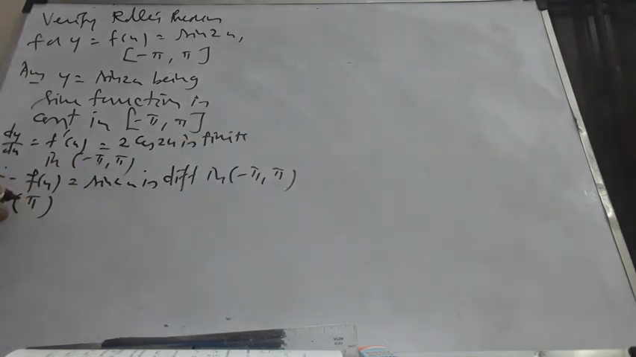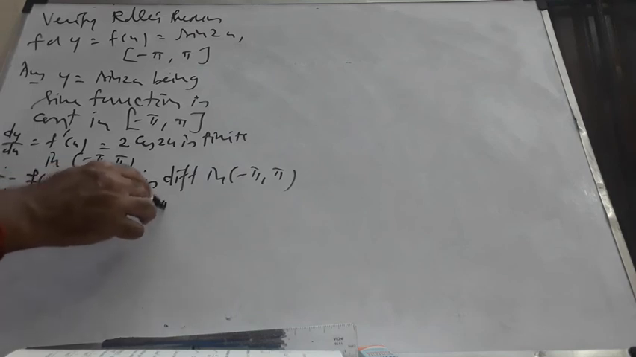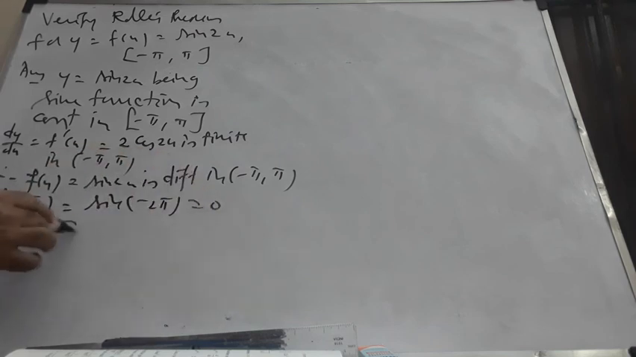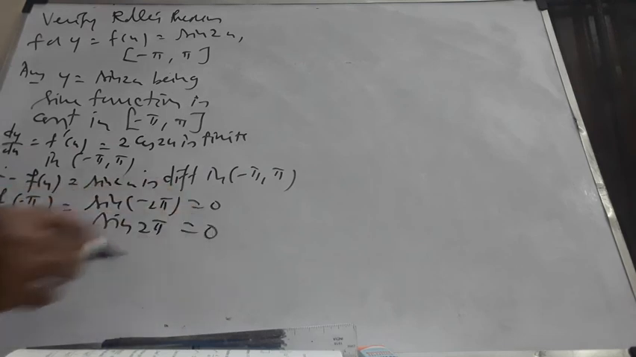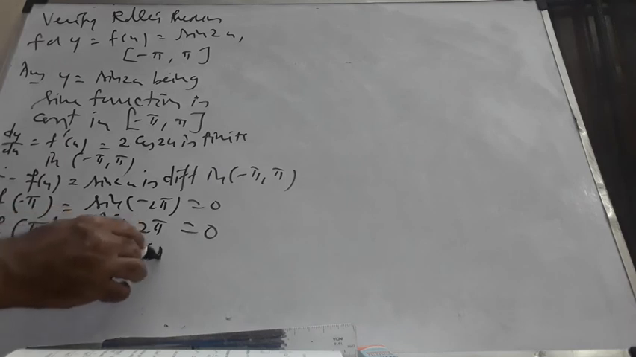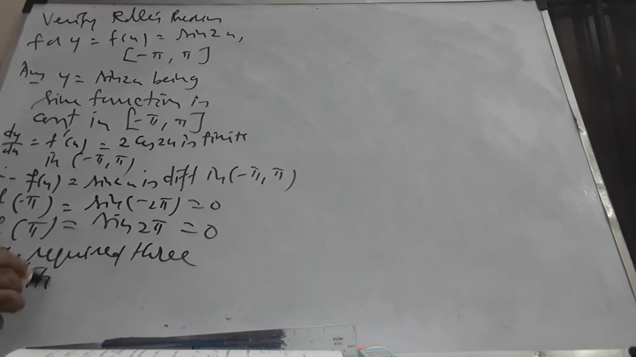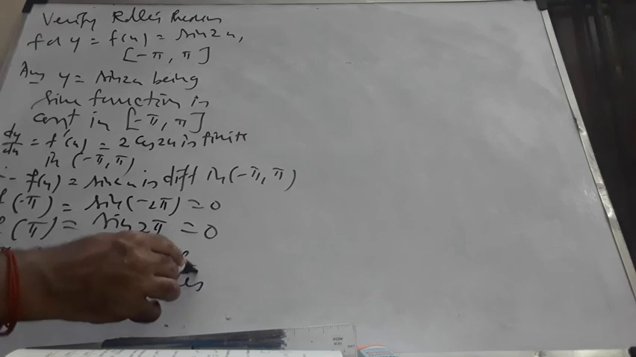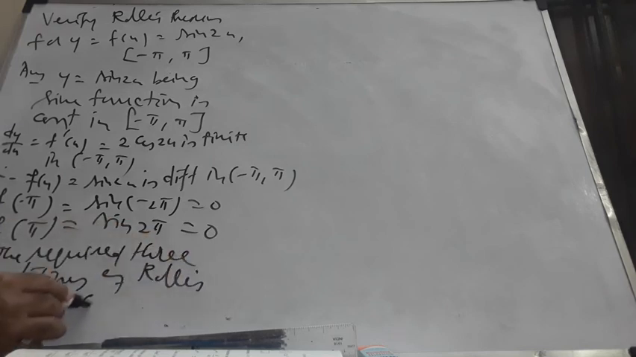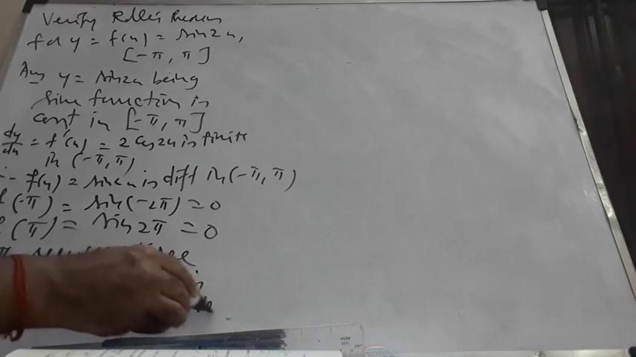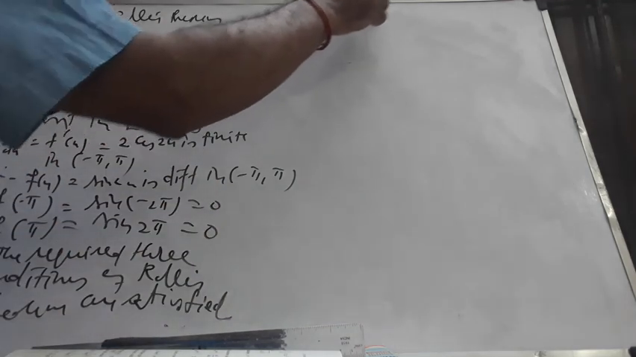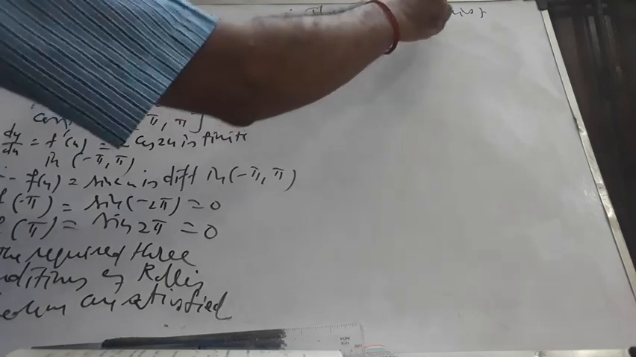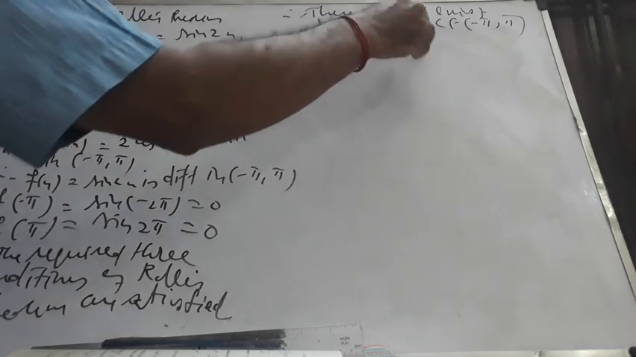Then f of minus pi is equal to sine minus 2 pi, which is 0. F of pi is sine 2 pi. At every multiple of pi, sine is 0. Therefore, the required three conditions of Rolle's theorem are satisfied. Therefore there should exist at least one c, an element of the open interval minus pi comma pi, such that f dash of c is equal to 0.